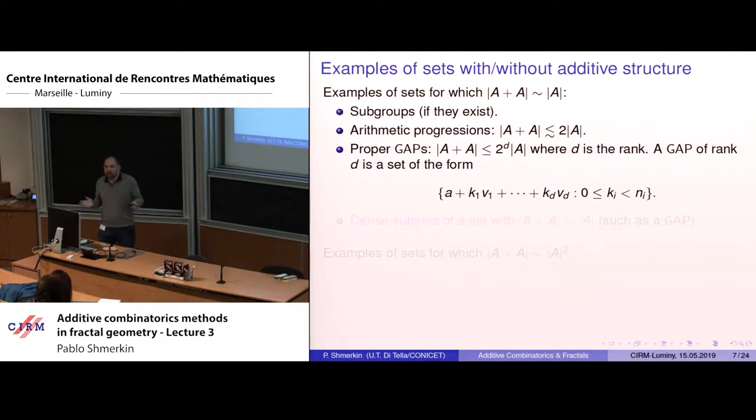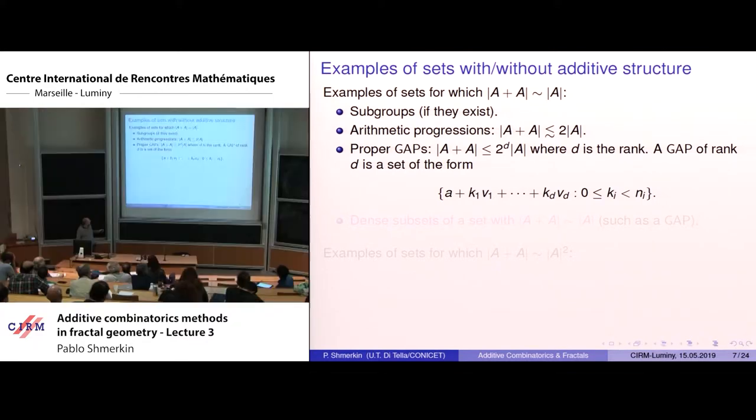The next step is a generalization of arithmetic progressions. So what is a generalized arithmetic progression? It's like an arithmetic progression, but instead of having one gap size, we have d gap sizes. So this is like a projection of a discrete parallelepiped. These are the sizes of the parallelepiped, and these are the lengths of the sides of the parallelepiped. So this is a generalized arithmetic progression, and d is the rank.